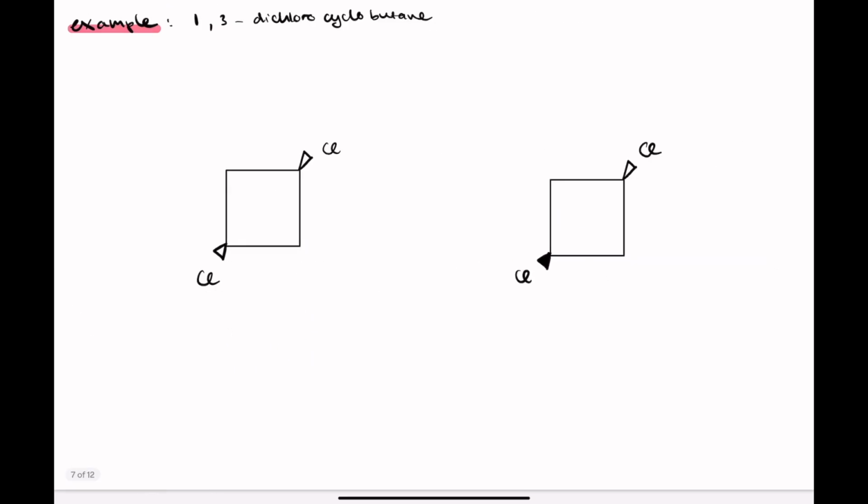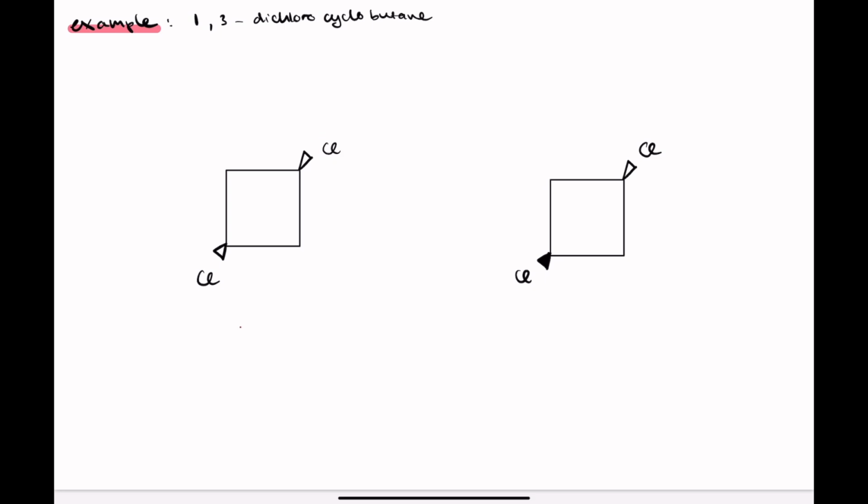And let's take a look at an example, which is going to be 1,3-dichlorocyclobutane, and we have cyclobutane, so 4 carbons in a cycle, and 2 chlorines on 1 and on 3. Look for yourself and determine which is the cis and which is the trans isomer. So here we have chlorines that are both going out onto the same plane.